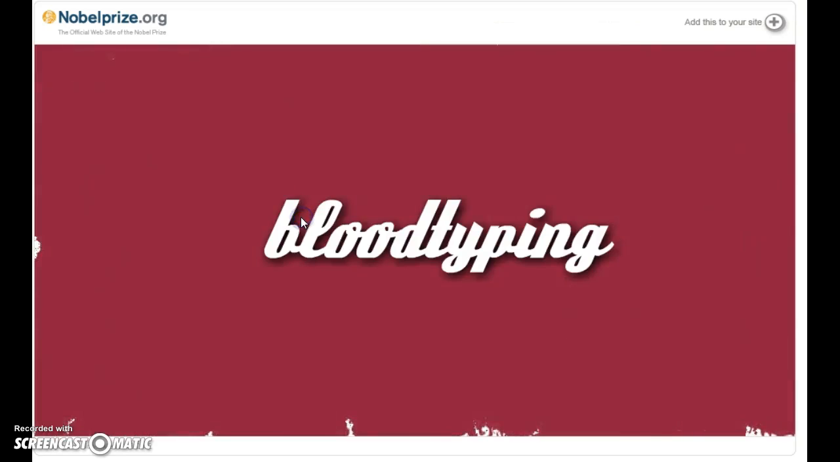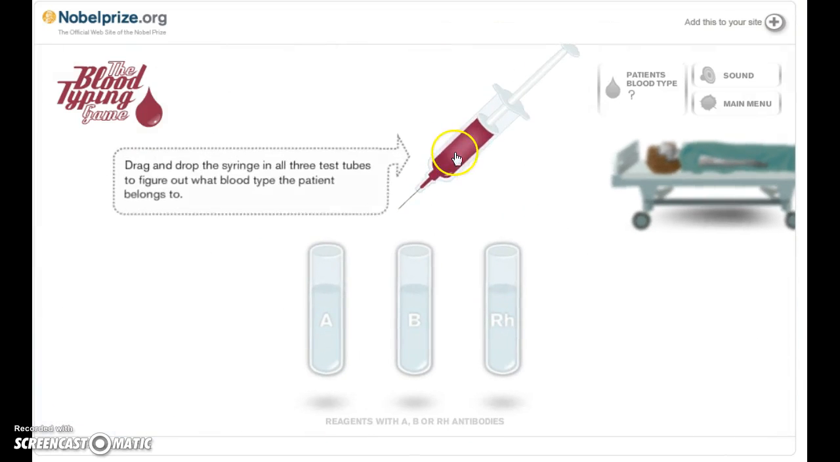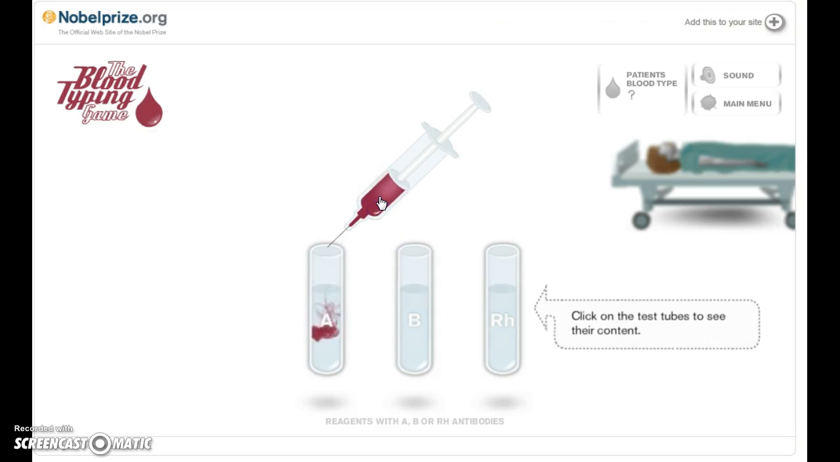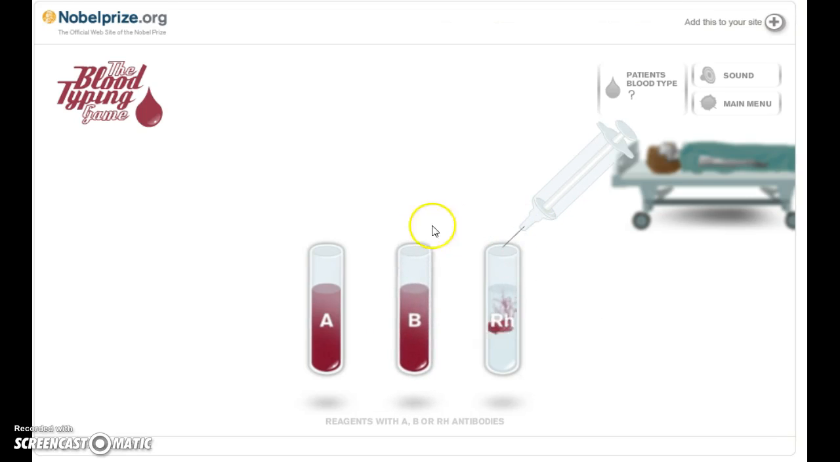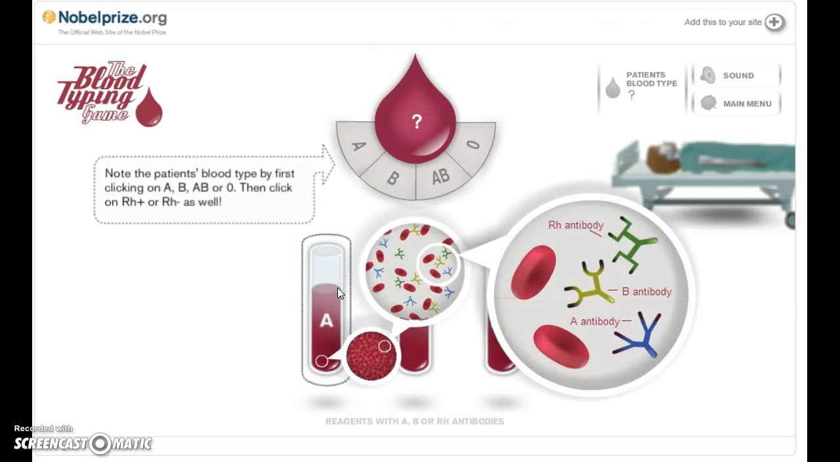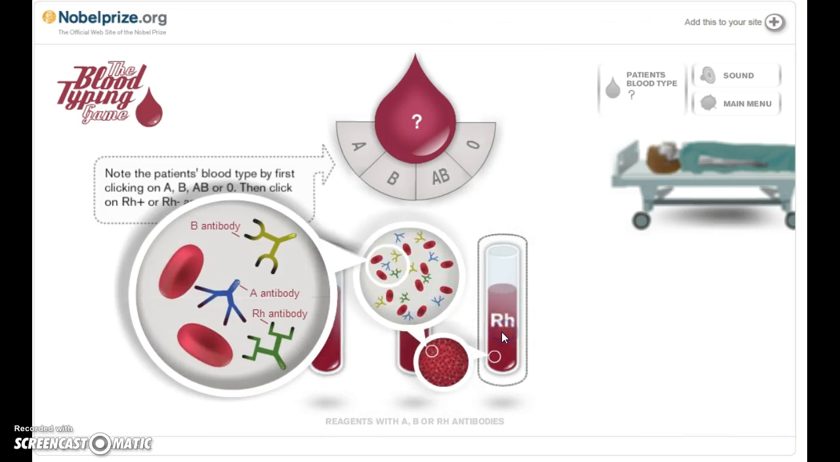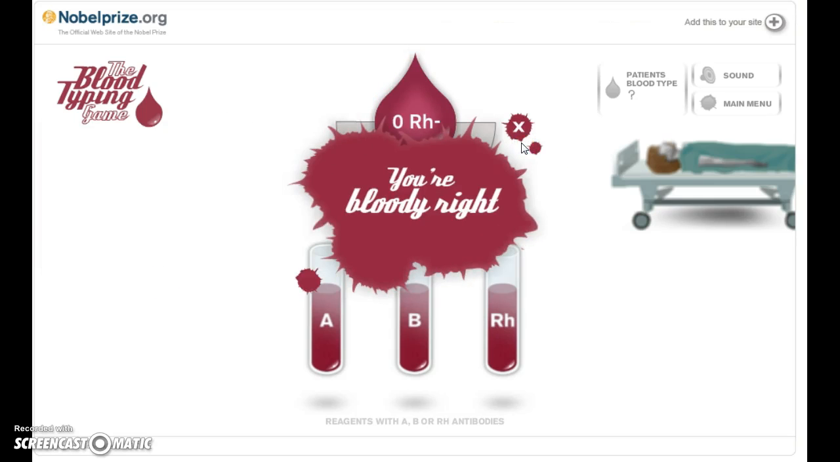Okay. We'll do one more here. See what this gentleman's blood type turns out to be. And so again, we see no agglutination in any of the test tubes. We see no combinations of antibodies and antigens. So this person is again O negative.